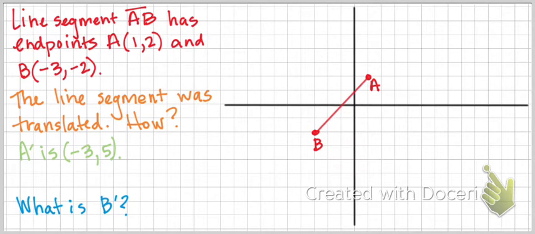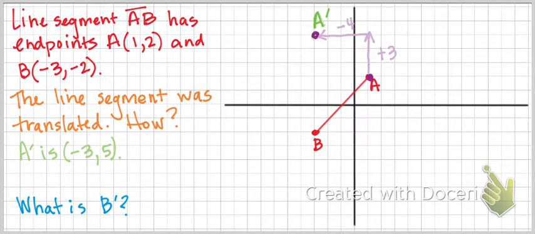So let's plot that. What we need to do is look at how far up and down we went from point A to get to A prime. And so we went up 1, 2, 3. So we went +3, or you could say up 3. And we went to the left 1, 2, 3, 4. So we went -4, or to the left 4.